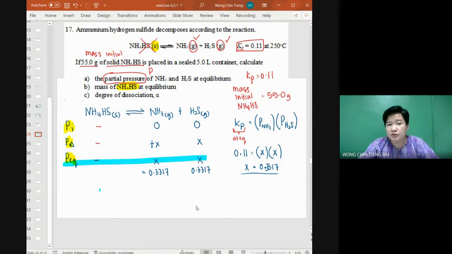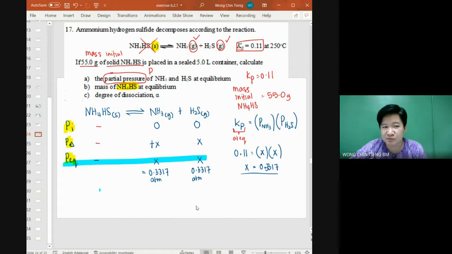Bila Kp tak bagi unit ataupun pressure tak ada unit, kita akan assume terus unit dia adalah ATM. Kalau dia bagi torr atau millimeter mercury or whatsoever, dia patut ada unit lah. Bila dia tak bagi, kita akan assume terus partial pressure dia ATM. Soalan A, settle. Problem arise adalah soalan B.